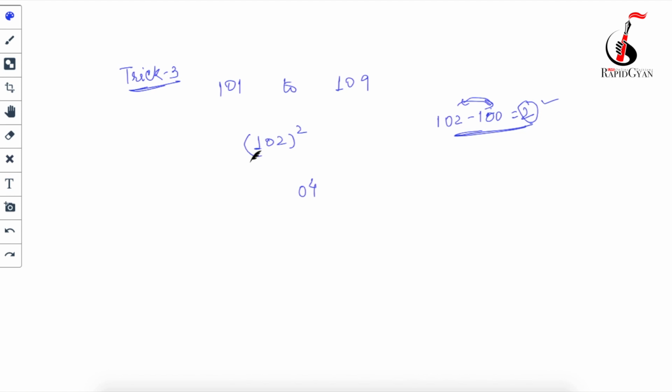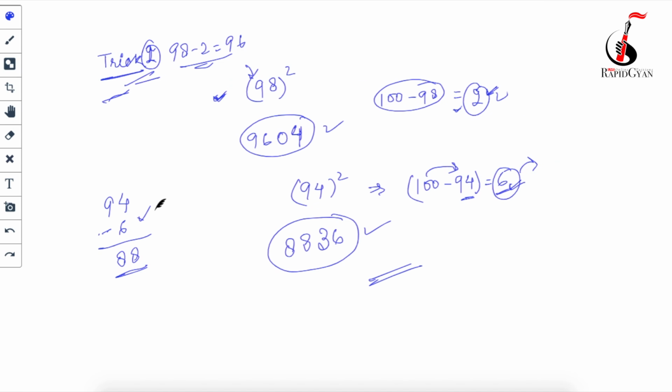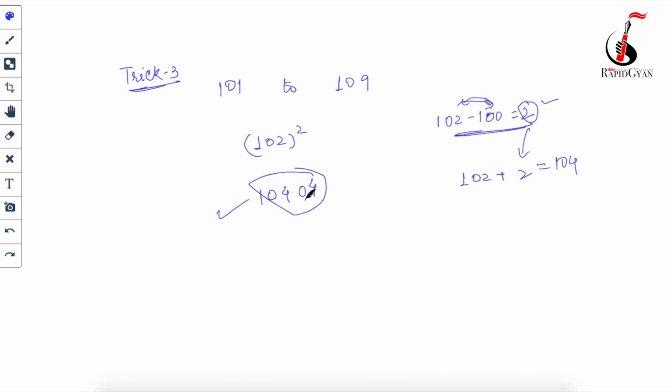And then, what's this number? 102. Here you will add that number: 102 plus 2. If you add, you will get 104. Write it over here, 104. That's your answer: 10404. Here you were subtracting, correct? In this case, you are just adding.